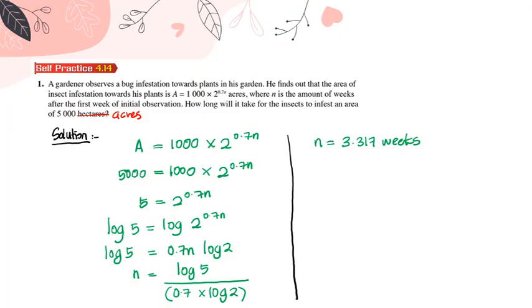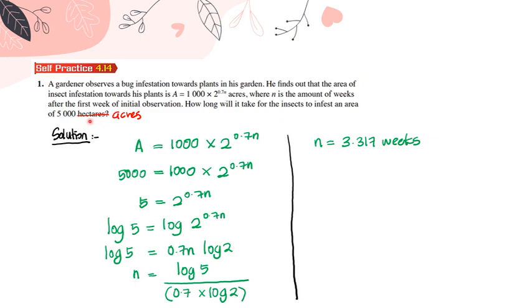Okay, now let's solve the first question from self-practice 4.14, page 123 in textbooks. A gardener observed a bug infestation towards plants in his garden. He finds out that the area of insect infestation towards his plant is A is equal to 1000 times 2 to the power of 0.7n acres, where n is the number of weeks after the first week of initial observation. So, how long will it take for the insects to infest an area of 5000 hectares?